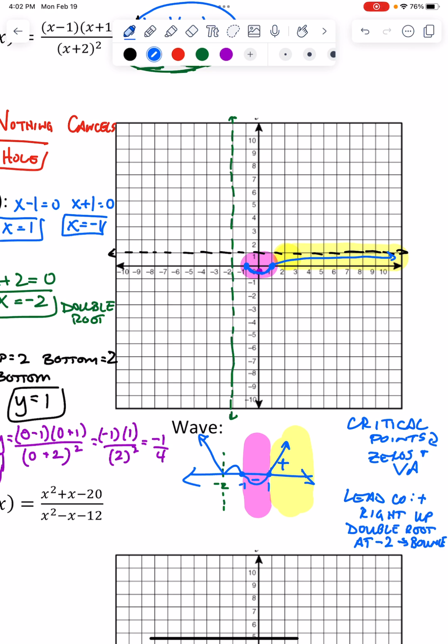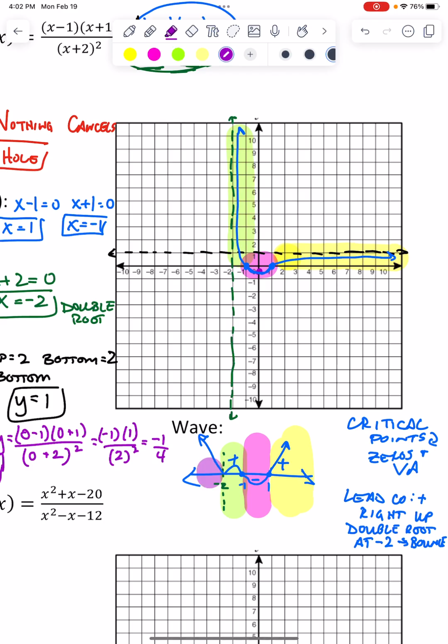And then when we're between negative 2 and negative 1, so in this little area, we want to be positive again. So we're going to go up this way. And we do actually cross through that horizontal asymptote this time. Kind of weird, right?